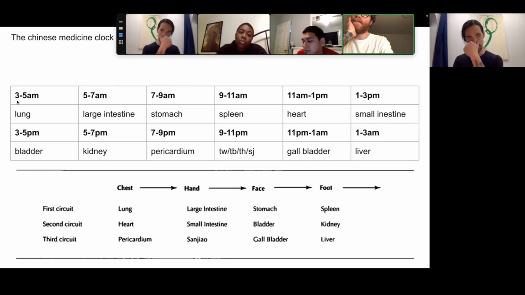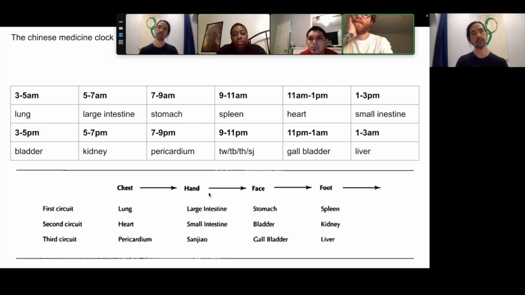with the lung time. And you just remember it's 2-hour blocks: 3 to 5 for the lung, 5 to 7 for the large intestine, 7 to 9 for the stomach, 9 to 11 for the spleen, 11 a.m. to 1 for the heart, 1 p.m. to 3 p.m. for the small intestine, 3 to 5 p.m. for the bladder, 5 to 7 p.m. for the kidney, 7 to 9 p.m. for the pericardium, 9 to 11 for the sanjiao, 11 to 1 a.m. for the gallbladder, 1 to 3 a.m. for the liver.